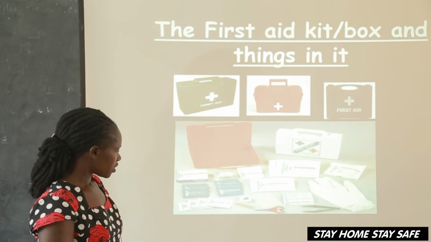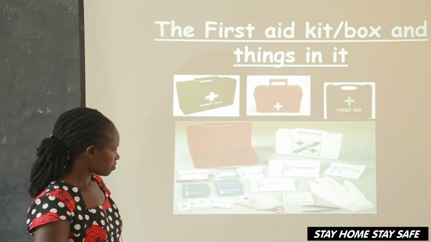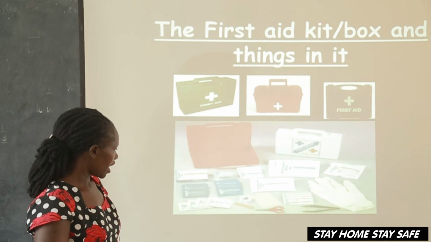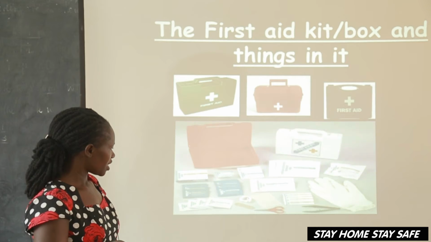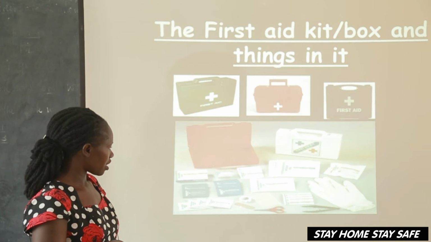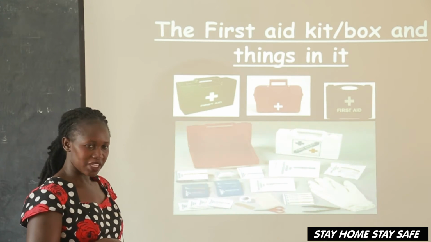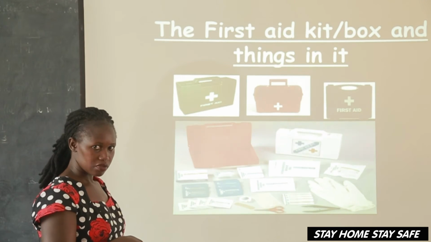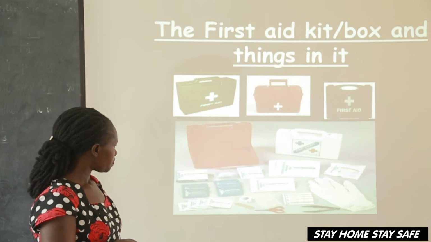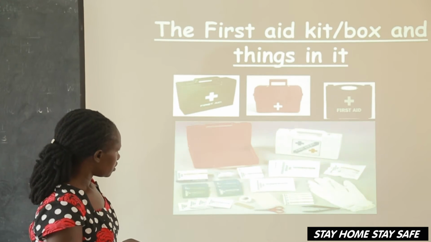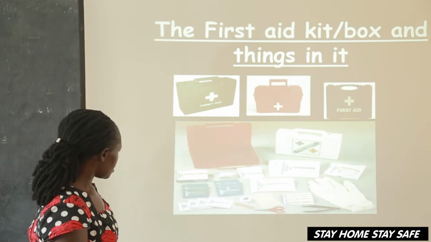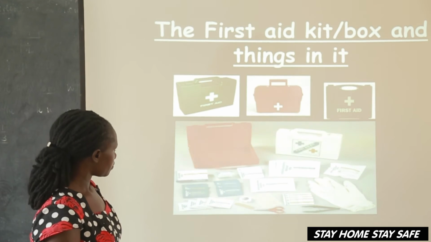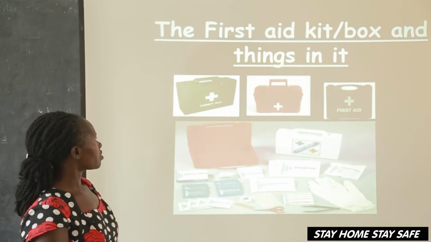Then we have a pair of scissors. We have plaster here. Even that one is plaster. We have plaster there and another plaster. We have a small plaster and a big one. Then we have gauze. We have other things here as we are going to see them. All right? Okay, let's continue.